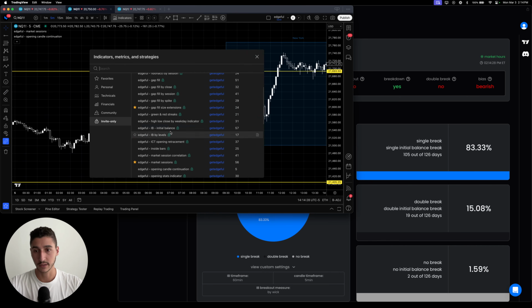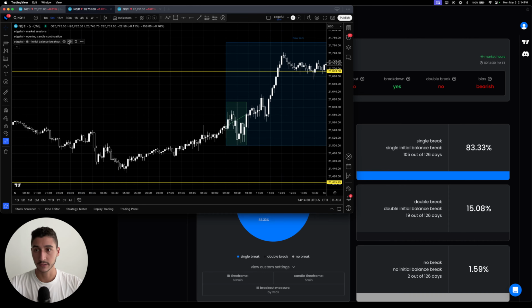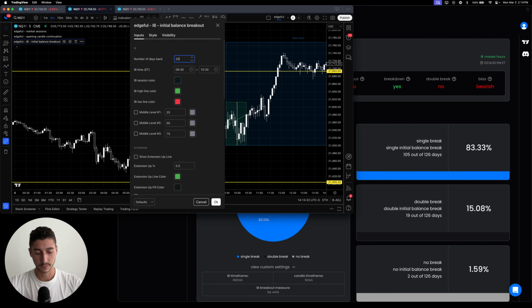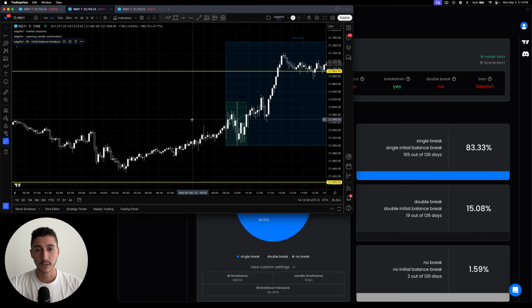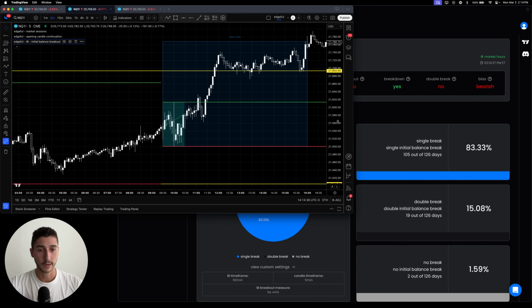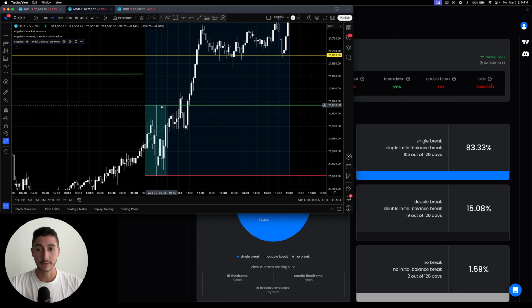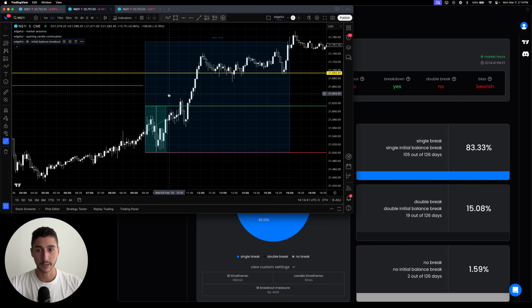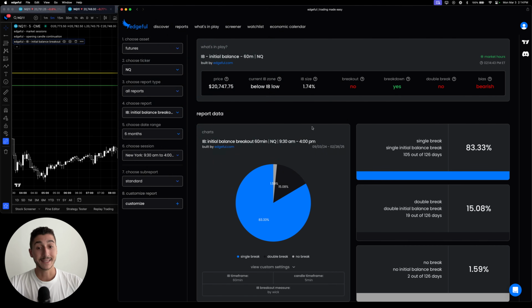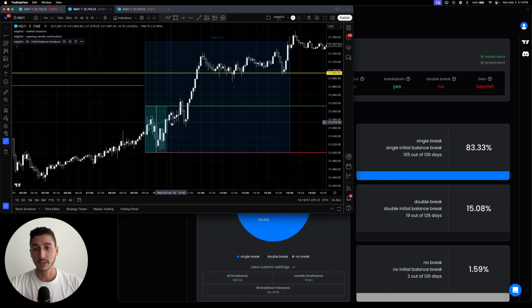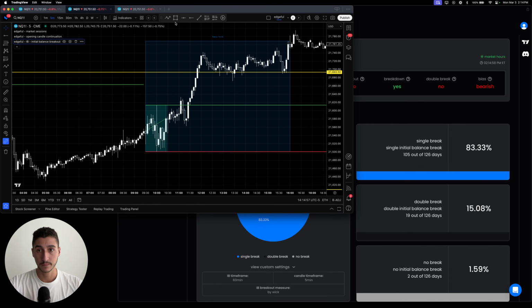So let's go to our indicators, turn on our initial balance. I go to my settings and put 20 days back. And you can see right over here, the high of the first hour and the low of the first hour right over here. Now, in the last 6 months, price will only break out of one side of that initial balance 83% of the time. So the moment that it breaks out to one side, you have a very strong bias for price not to come down. Let me just show you.